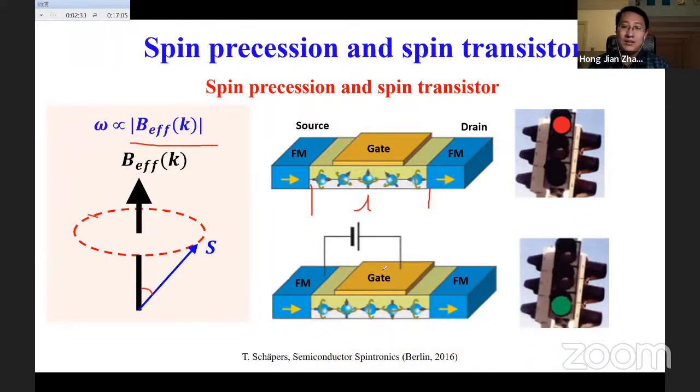And if we add a gate voltage to the material so that your effective magnetic field is doubled, then after transporting from the left to the right, because the frequency is doubled, the spin will go the whole circle. So initially pointing to the right, after the transportation it is pointing to the right again by the spin precession, and then the electronic spin magnetization and the magnetization in the ferromagnetic material here are compatible. Then the electrons are allowed to transport. It is as if it is in the situation of a green light. So this is the basic spirit of the design of a spin transistor.